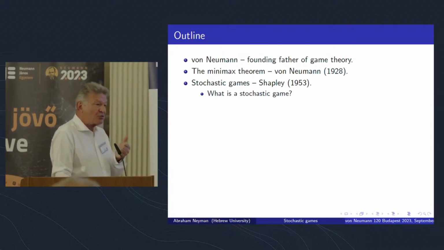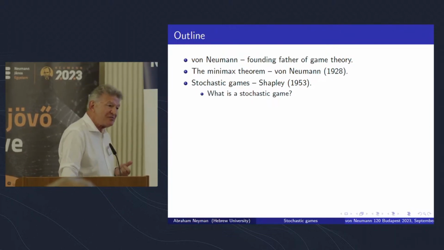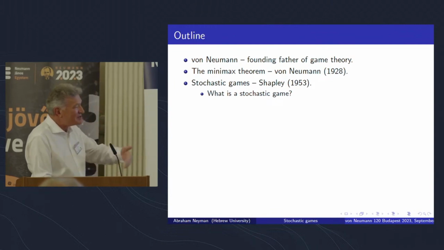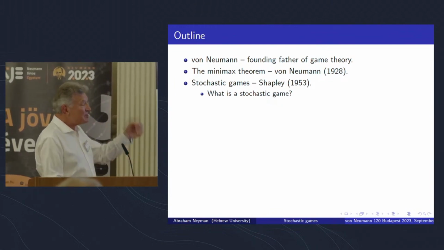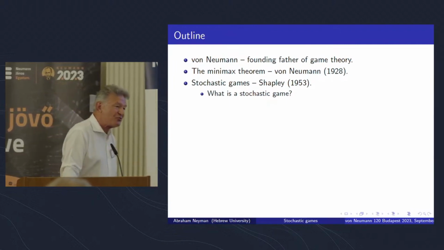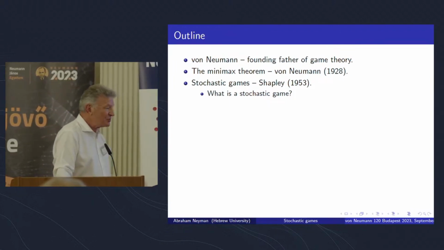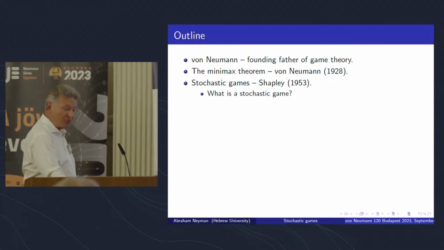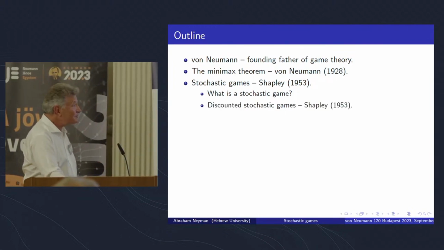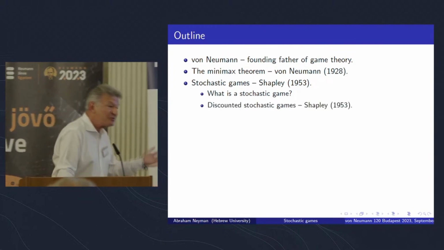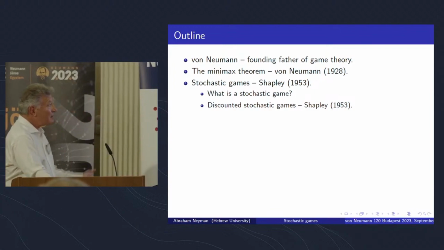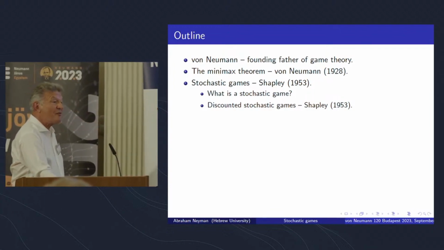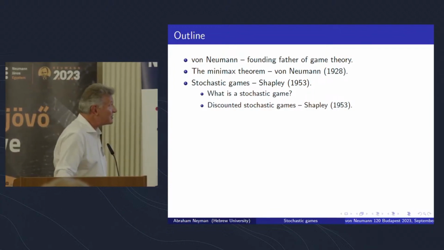In the first part, where I speak about the minimax theorem, I will build the story behind the minimax theorem in a format that will be suitable for my definition of a stochastic game. So it will follow similar lines, so it will be easier to follow. Then the first paper of Shapley proved the existence of a minimax theorem for the discounted stochastic game.